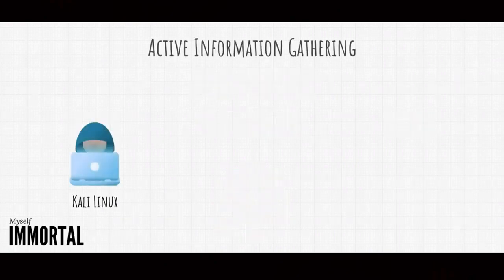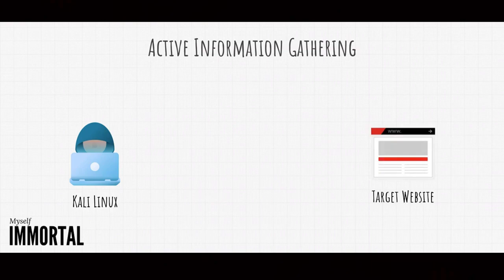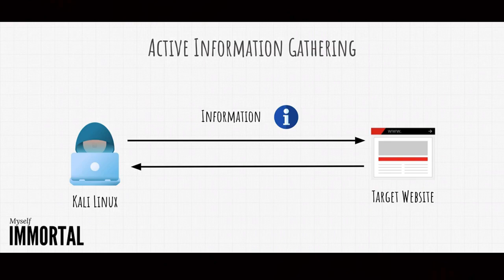In active gathering, you interact directly with the target to extract data. This means your presence can be detected, but in return, you get high-quality, real-time info. Here's how it works. You use tools on your Kali Linux or preferred platform to scan, probe, or query the target. The target could be a website you're testing, a company network, or even an entire infrastructure. Examples: scanning open ports, fingerprinting operating systems, performing DNS lookups, even calling an employee to gather internal info, aka social engineering.